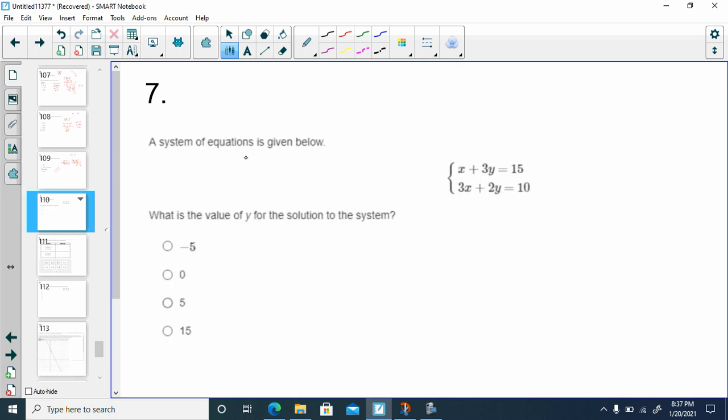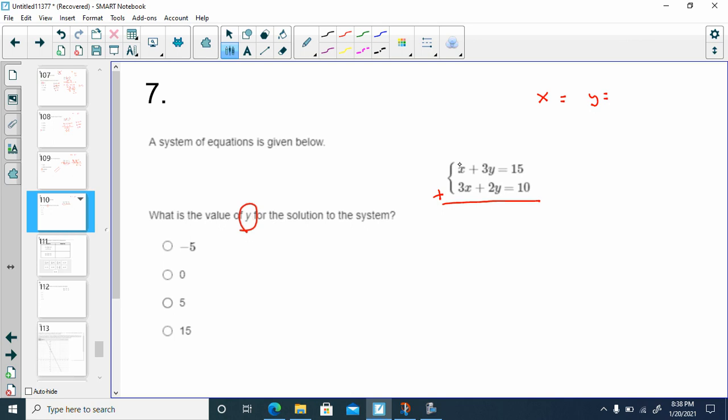Number 7, a system of equations is given below. What's the value of y? They're just looking for the y on this one, right? Okay, well, we don't have it to plot. Nothing says x is equal to or y is equal to, so I can't substitute. The x's are over each other, the y's are over each other, the equals are over each other, and the numbers are over each other. So let's simply eliminate a variable.